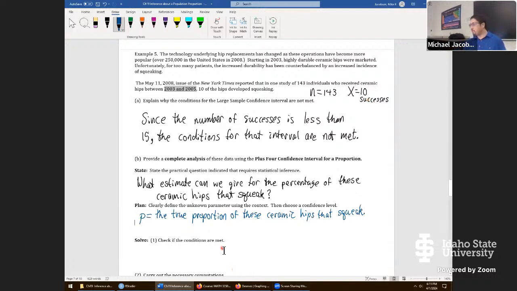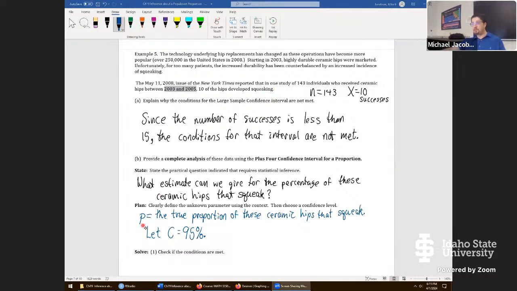Well, now we have to select the level of confidence, and I'll leave it up to the class. How confident should we be on our estimate of squeaking hips? Any volunteers for a confidence level on this one? Oh, we've got one in the chat. Let's go for 95. Good call, Hannah. Thank you for that. So we're going to estimate this with 95% confidence.